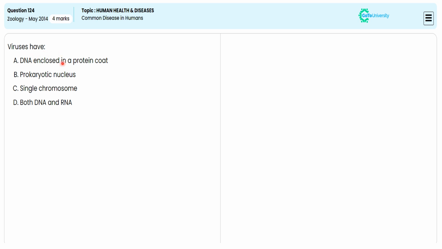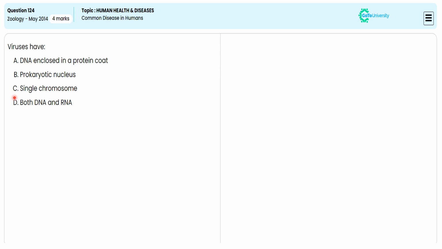In this objective question, from the given options, they are directing us to specify the correct option explaining the virus. For this, let me eliminate the wrong options to identify the correct option. Why are we avoiding option B? Because the virus has the potential to infect both prokaryotes and eukaryotes. It does not have a consistent prokaryotic nucleus structure. So we are avoiding option B.